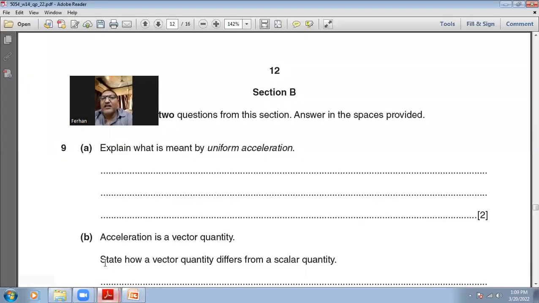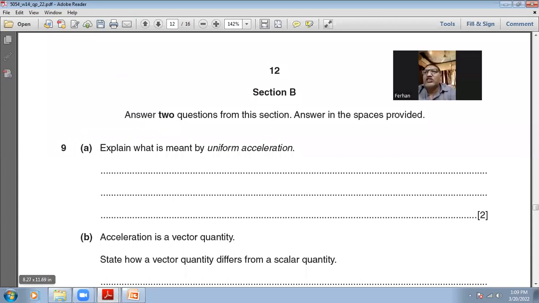So on your screen, here comes the paper. This is October, November 2014 paper 2, theory paper, and section B of this paper is showing up on your screen. The question is, what is meant by uniform acceleration? Uniform acceleration means that there is a body moving and there is an equal change in its velocity in equal intervals of time. If the change in the velocity in equal intervals of time is constant, we say the body is moving with uniform acceleration. So that is my answer.